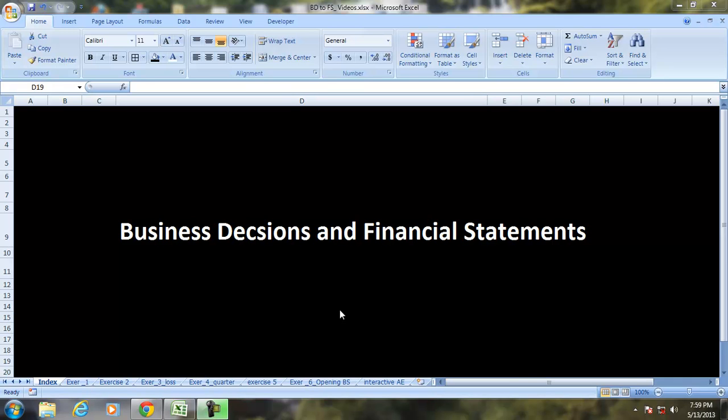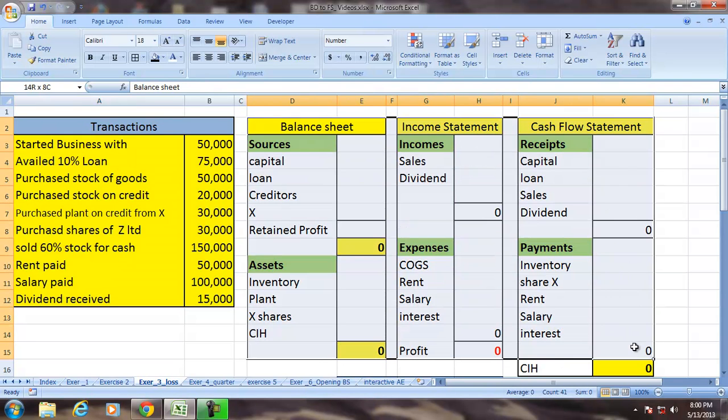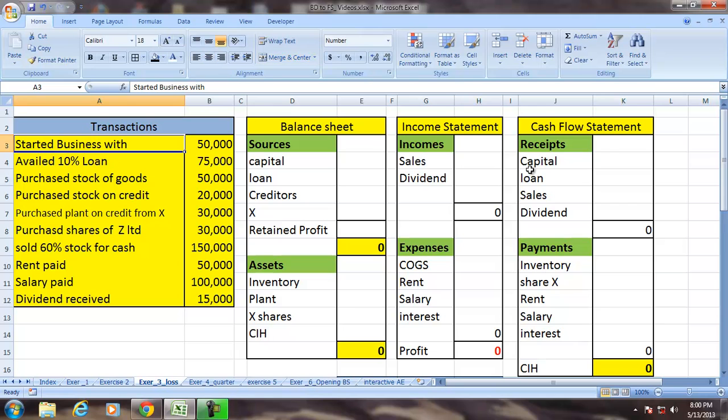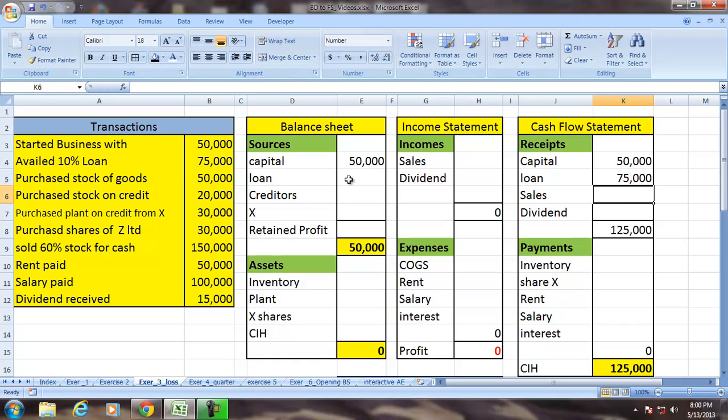We'll continue with the session on preparation of financial statements from a given set of business decisions. In this case, once again, we have a set of business decisions. We'd like to convert them into financial statements. So started business with capital. Capital is a receipt and capital is a source. You availed a loan of 75,000, so it is a receipt, and the loan is a liability and a source.